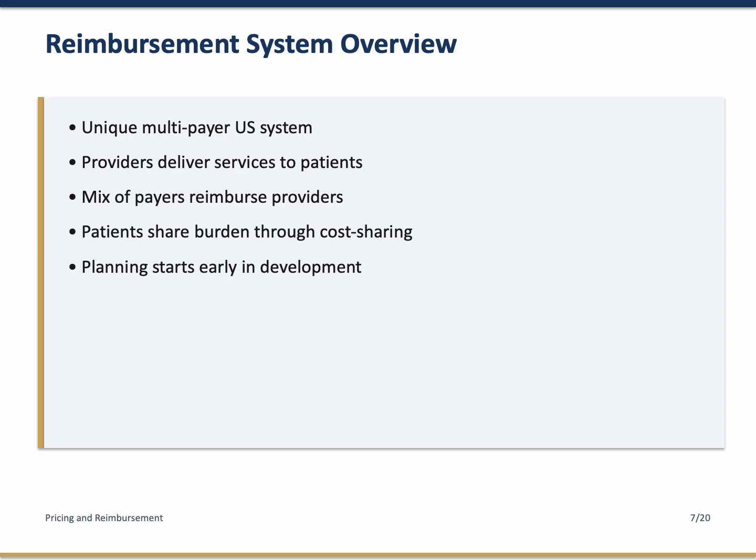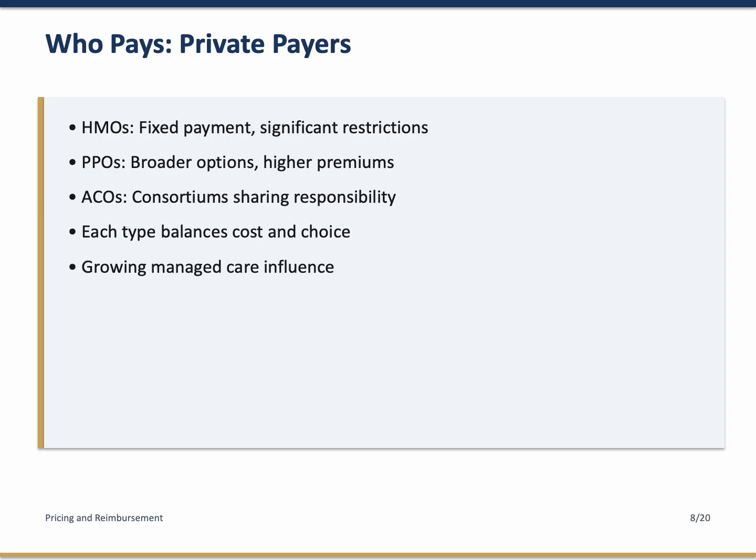Reimbursement planning is a key early consideration for product development. Private payer types offer different balances between cost and choice. Health maintenance organizations contract with providers to offer services on fixed payment schedules, very affordable but with significant restrictions on physician availability and covered services.